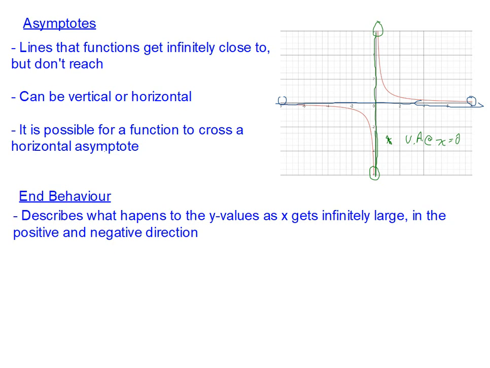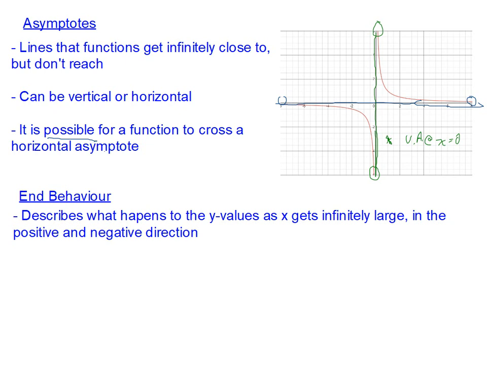And as I said earlier, I want to steer you away from that definition of a function not being able to cross an asymptote. The reason for that is that it is possible for a function to cross a horizontal asymptote. And we'll look at that a little bit more when we talk about rational functions.